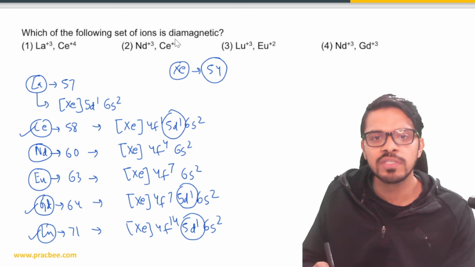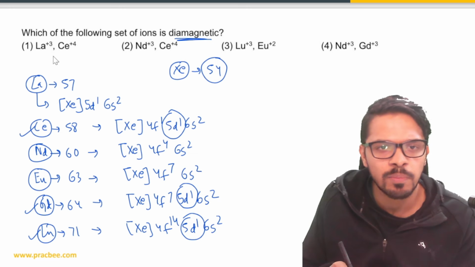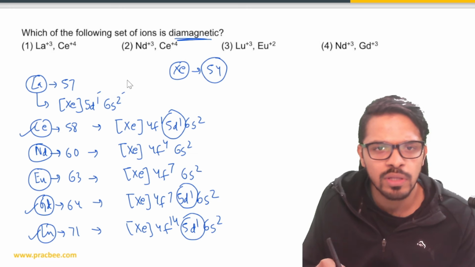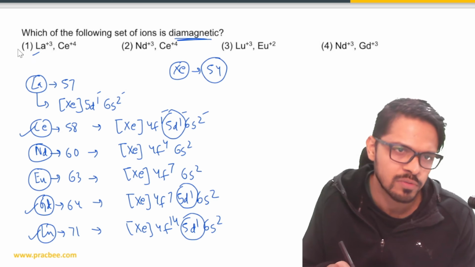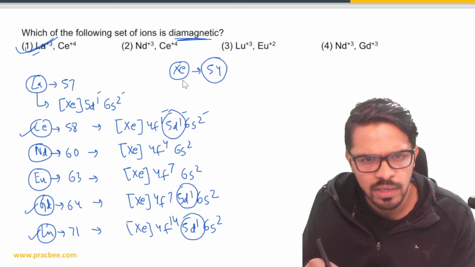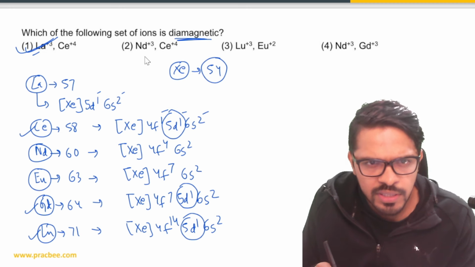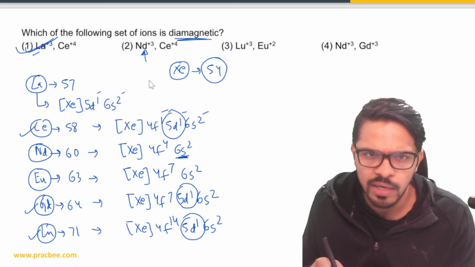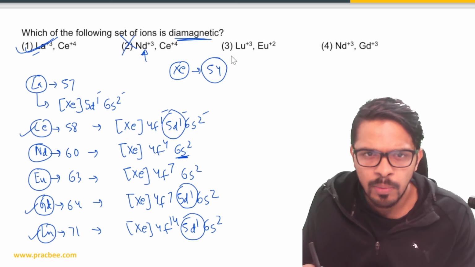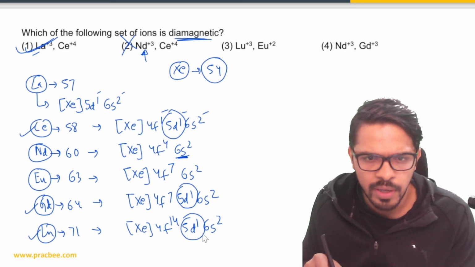So now let us see which are diamagnetic. Lanthanum plus 3, I can remove all these three, it will be diamagnetic. Ce plus 4, I can remove all the 4, this will be diamagnetic. This is our answer. If we see the other options, neodymium plus 3, if I remove 3 electrons, I wouldn't get diamagnetic nature, it would be paramagnetic.